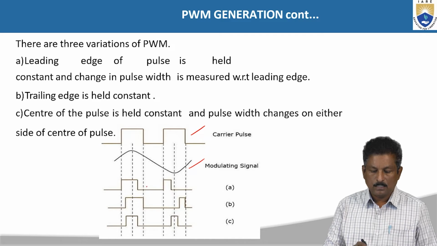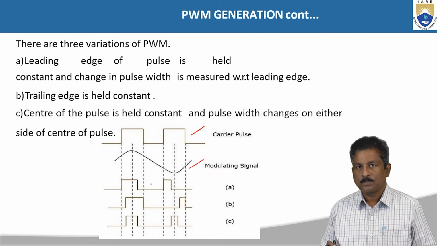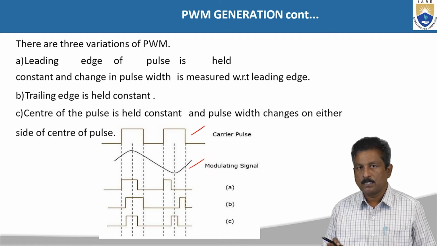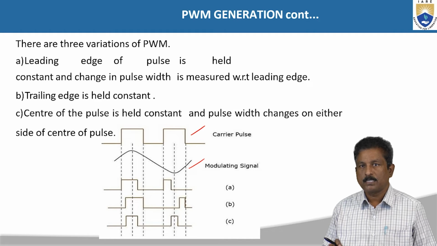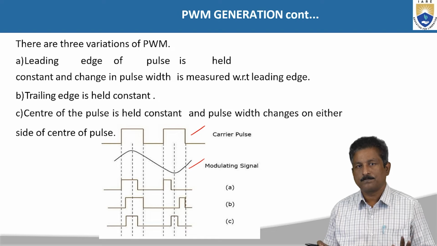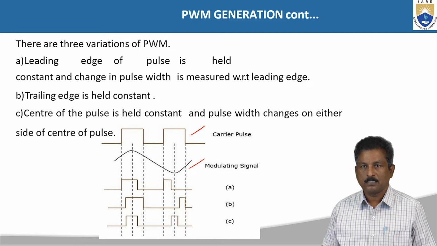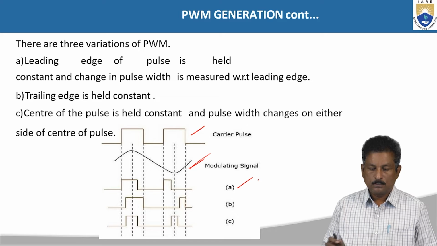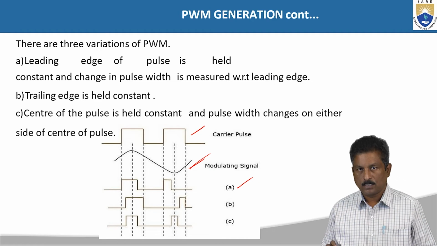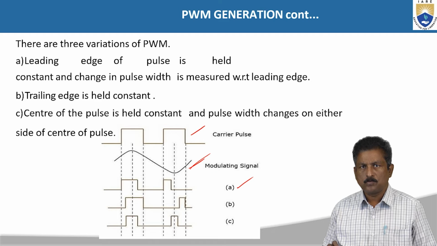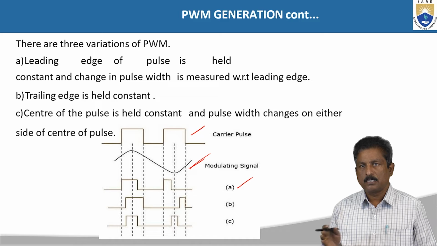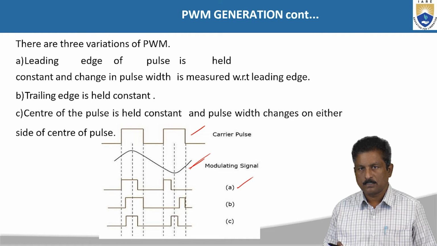We are going to consider this leading edge and trailing edge. We can vary the width of the pulse according to the change of position of the leading edge or trailing edge, or by making both equal on both sides. That is the important point here. So you can see the three diagrams here. This is the pulse, and this is our modulating signal. A corresponds to the leading edge of the pulse. That means we keep the leading edge constant and move the trailing edge according to the strength of the modulating signal.